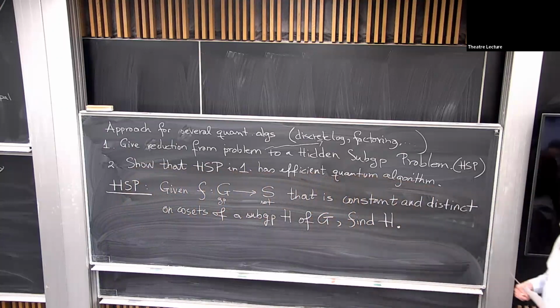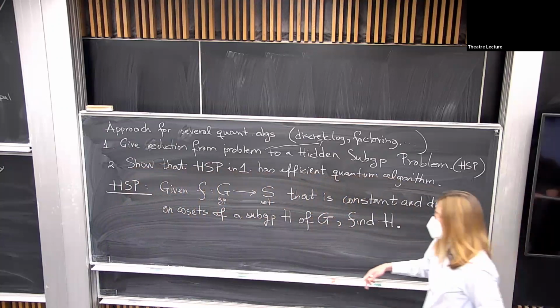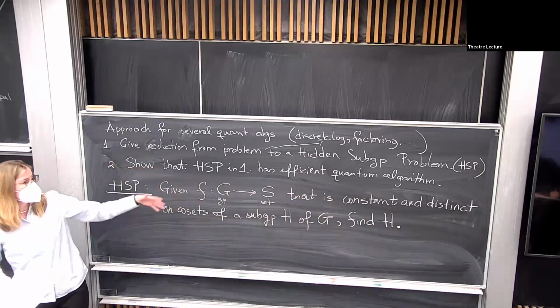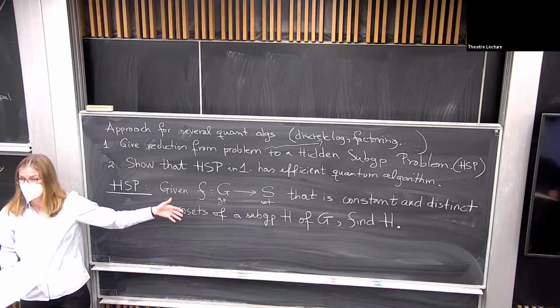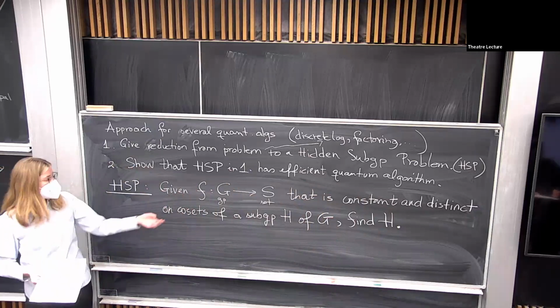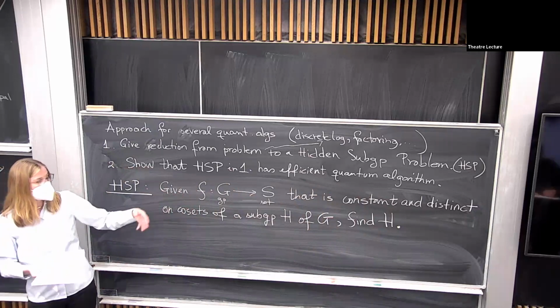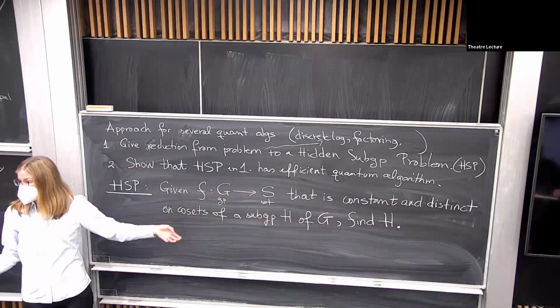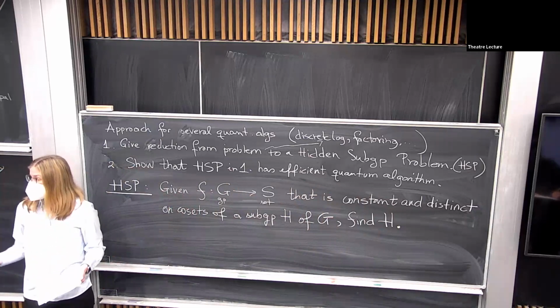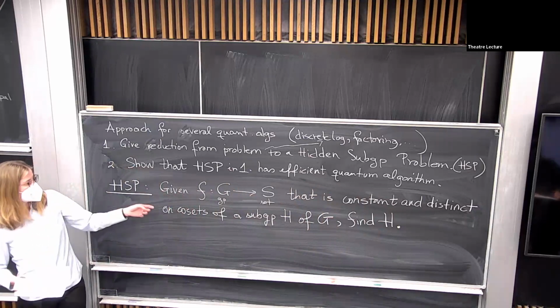And so we want to find the subgroup. Now, this is a function, you can just query it. You can give it a group element and it spits out some answer. Of course, if you're allowed arbitrarily many queries, you can just solve this problem because it'll show you exactly what the subgroup would be. But the idea is that you want to solve this efficiently.